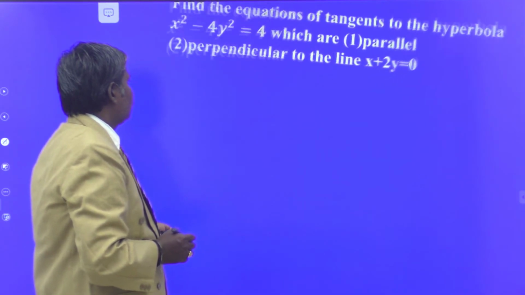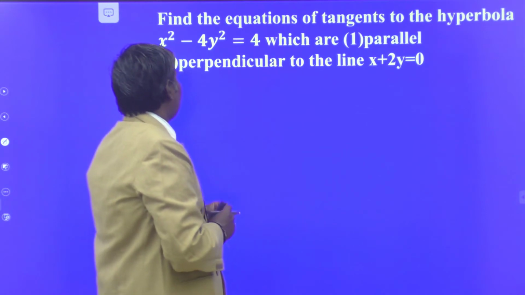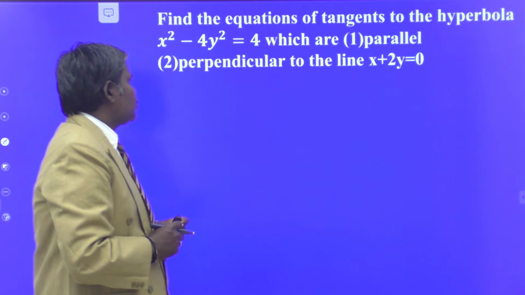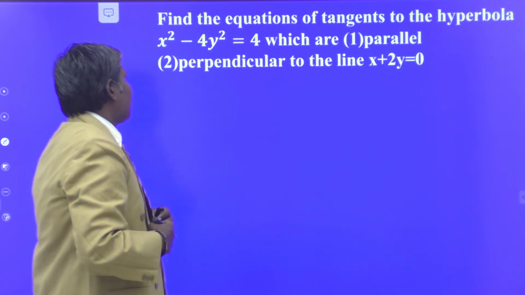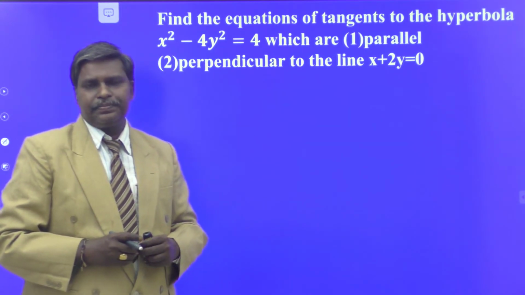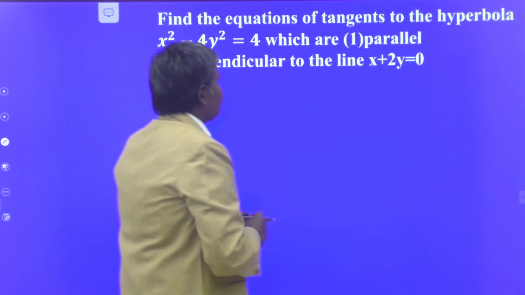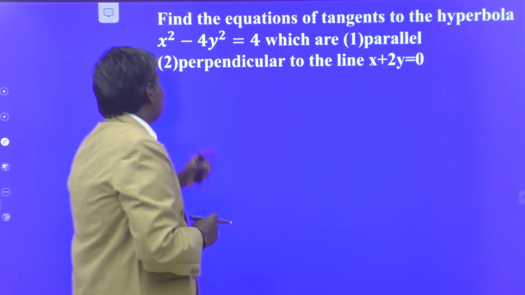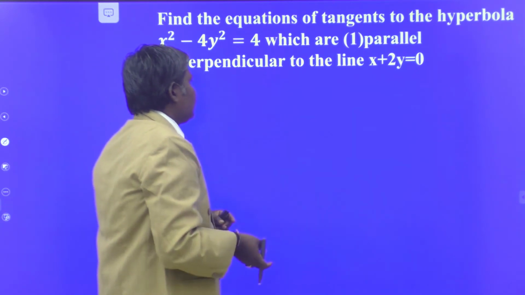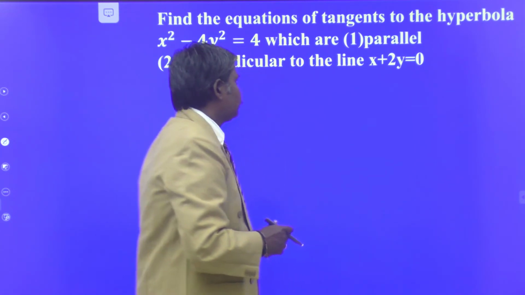Next one. Find the equations of tangents to the hyperbola x square minus 4y square equals 4, which are parallel and perpendicular to the line x plus 2y equals 0. So this model is very, very important for you. Find the equations of tangents to the hyperbola which are parallel as well as perpendicular to that line x plus 2y equals 0.